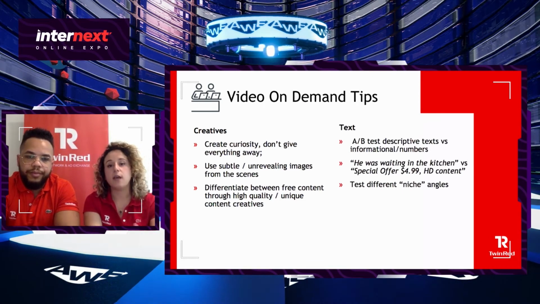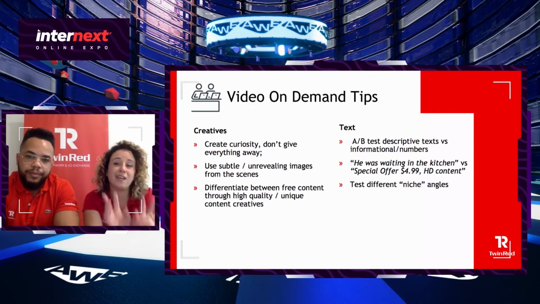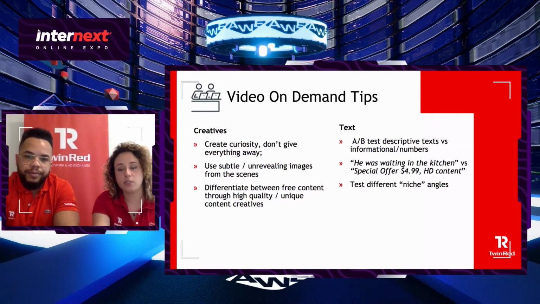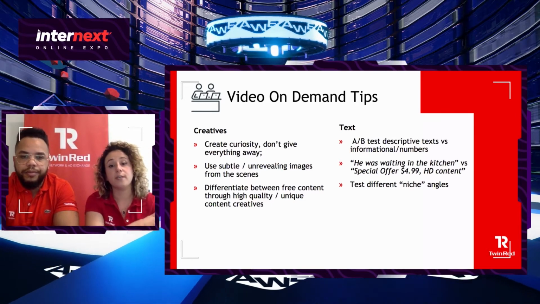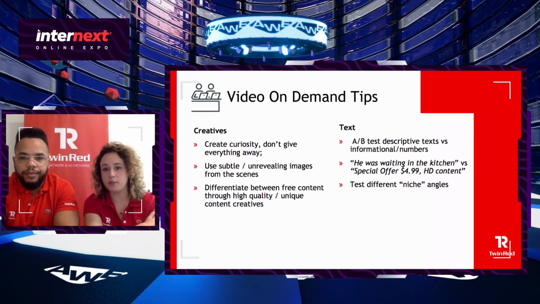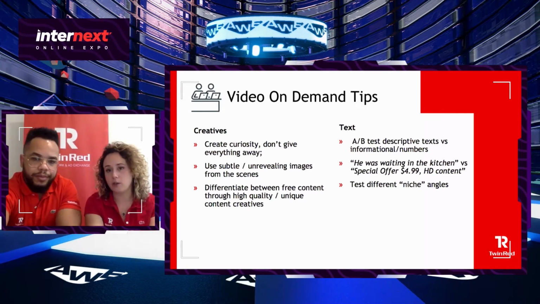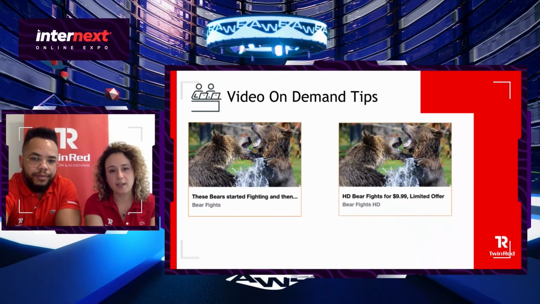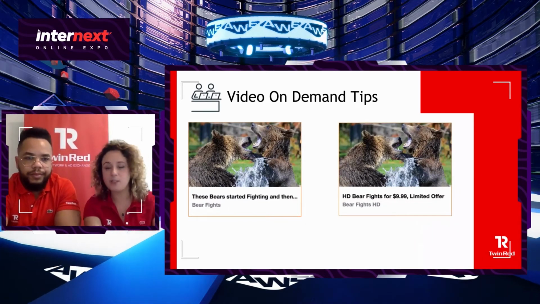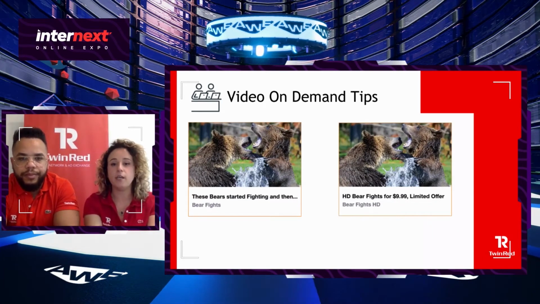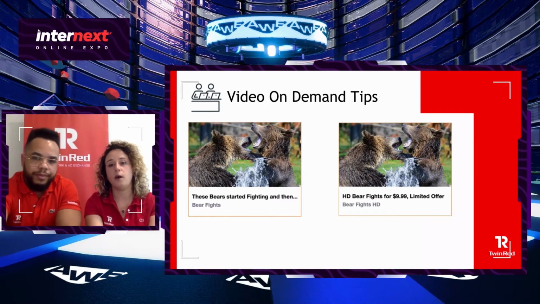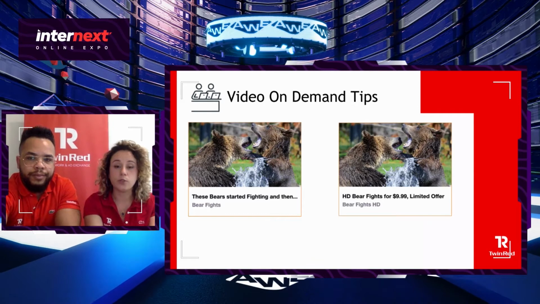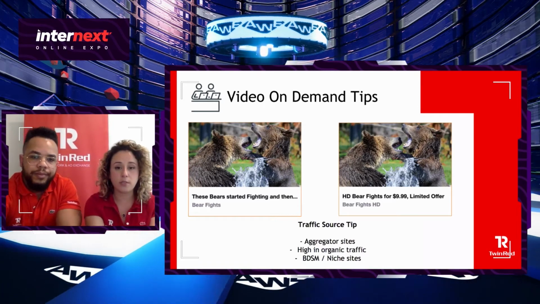On the text, A/B test descriptive text versus informational text and numbers. So things like "he was waiting in the kitchen" to create suspense versus "special offer $4.99." And also test different niche angles. So here we see two approaches again. These bears started fighting on them, so it kind of gives you curiosity. And on the right, we do have a more informational approach, limited offer, giving the users more detailed information.